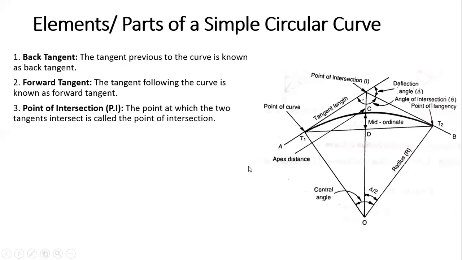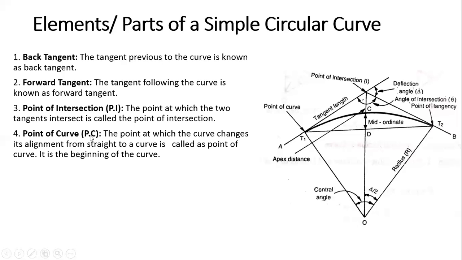If you extend this back tangent and this forward tangent in the backward direction here, you extend this here, you extend this here, these two tangents intersect at this point. So this point is called your point of intersection. Third one is your point of curve.